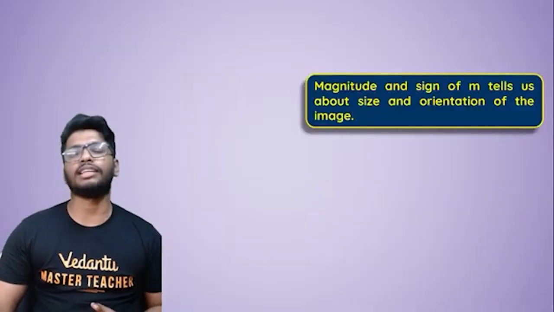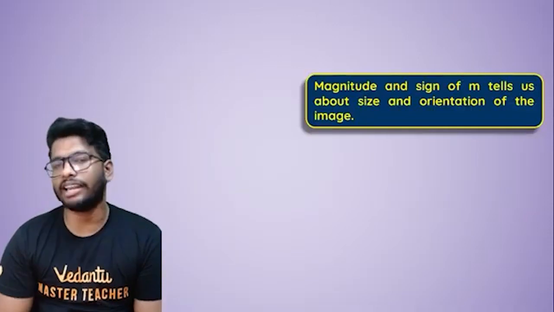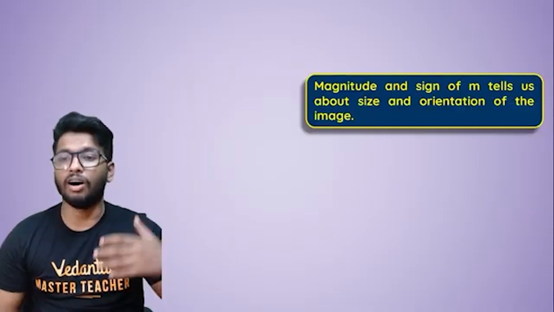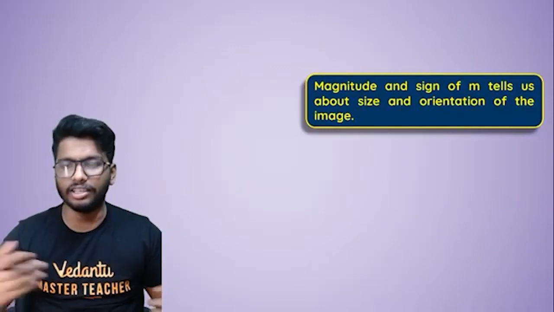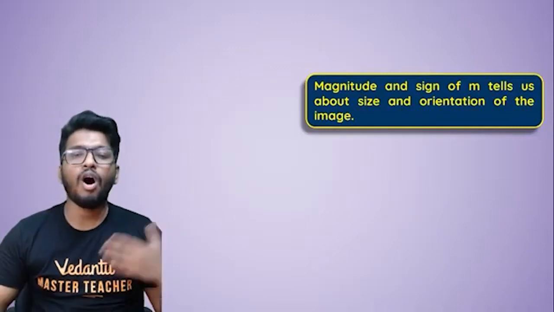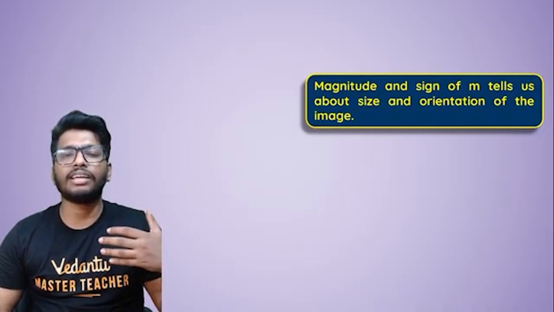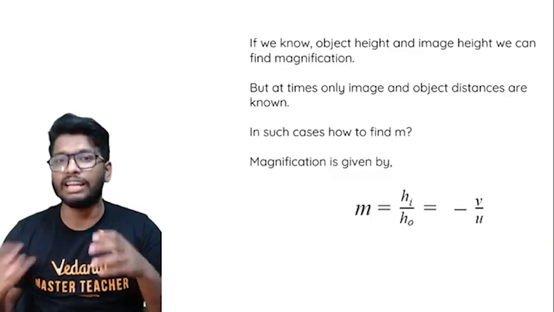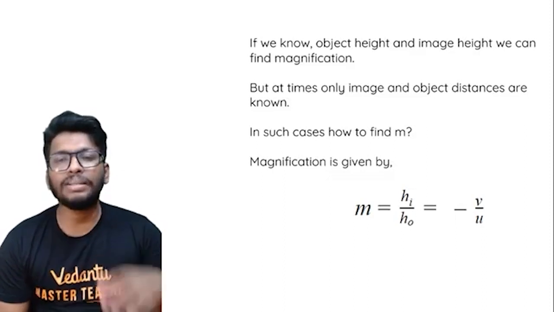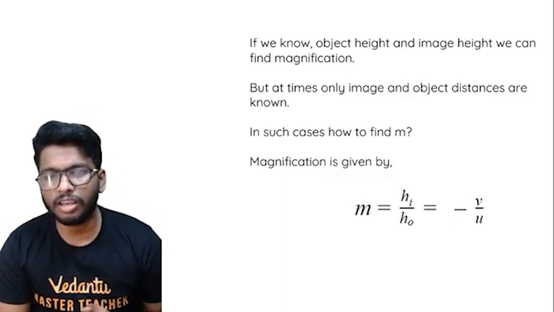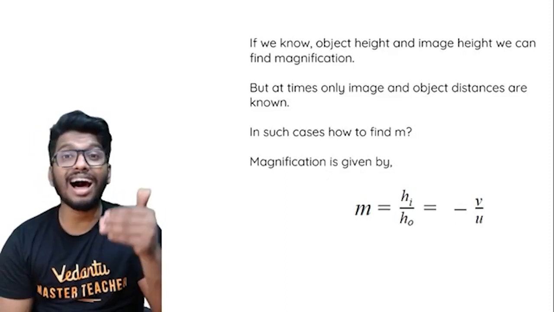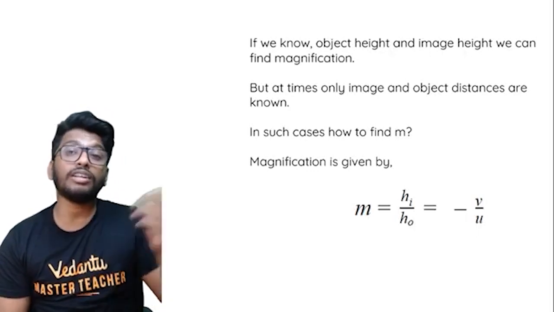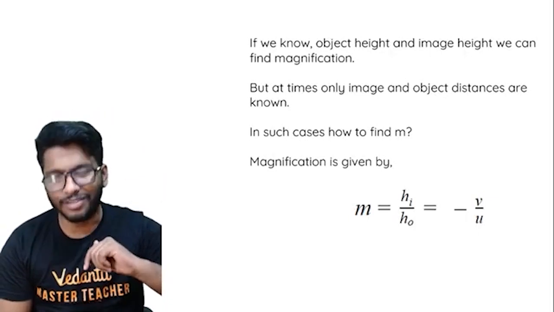Anyways, one more thing is this, guys. Magnification and sign, that is the sign of magnification, whether it's positive or negative, and the size and the orientation, that is whether it's above or below. All of this gives us an idea of where the object or where the image is exactly. It'll pinpoint where the image is. But sometimes you might not be given the height of the object or the height of the image as well. So in this case, how do you find the magnification? Don't worry, guys, we've got it covered.